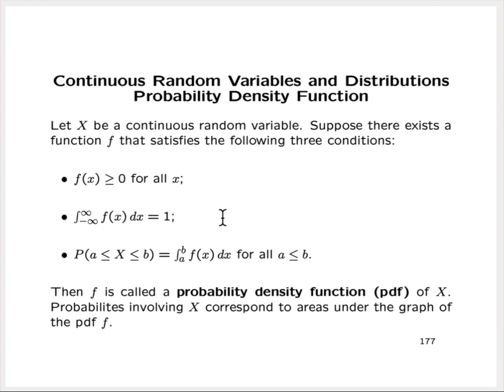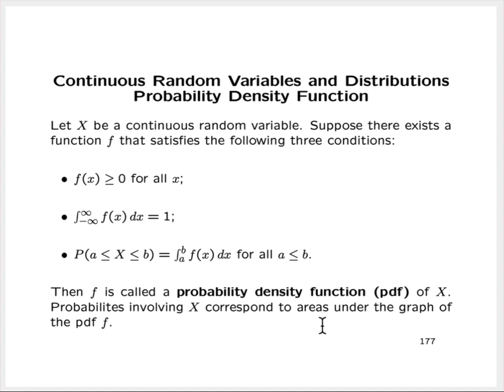The second condition that the function f must satisfy is that when integrated over the entire real line, it integrates to 1. And then finally, for all real numbers a and b, where a is less than or equal to b, the probability that the random variable takes on a value between a and b is given by the integral of f over the interval from a to b. So when such a function exists, it's called a probability density function, or PDF, of the random variable X. And in some cases, we'll describe it as the PDF of the distribution of X.